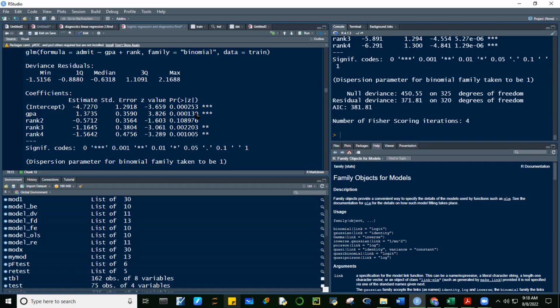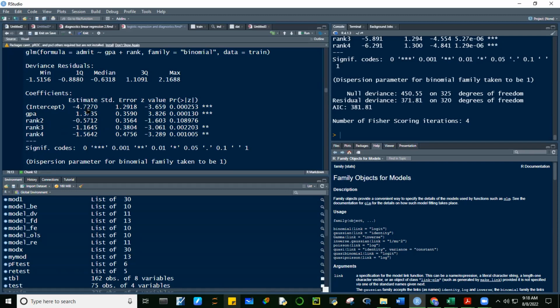Kasi, let me repeat that one more time. What's the intercept? Intercept is the value of your admit, no? If all your predictors are zero. So si GPA, 0, rank 2, rank 3, rank 4. So kung hindi si rank 2, hindi si rank 3, hindi si rank 4, sino yon? Si rank 1 yon, no? Because rank 1 is the benchmark variable.